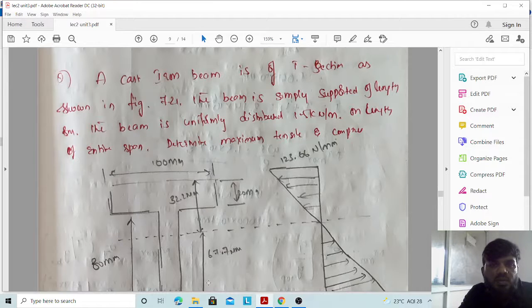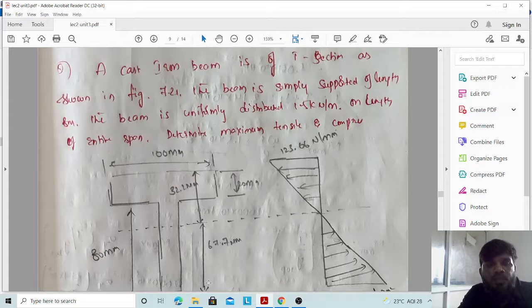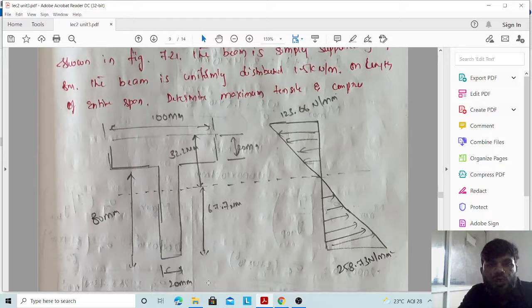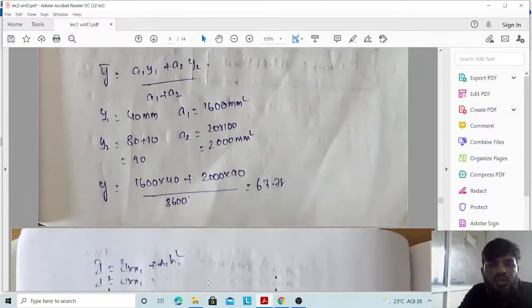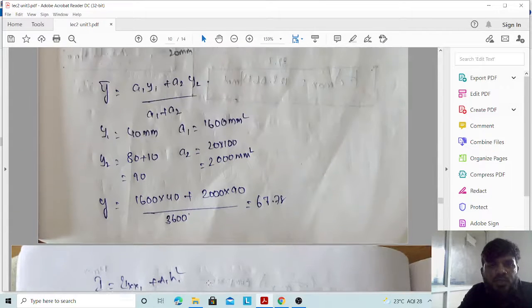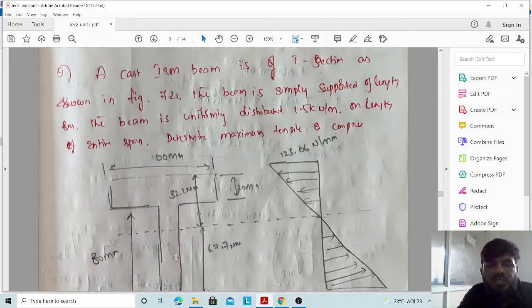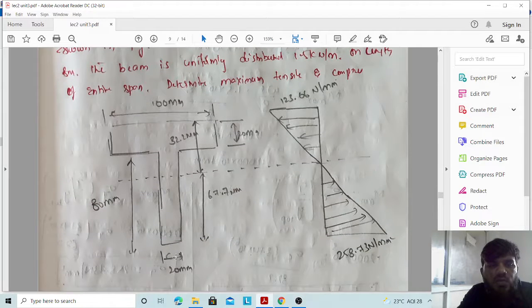So the cast iron beam is of T section as shown in the figure. The beam is simply supported, here also they have clearly given simply supported, for a length of 8. The beam carries a uniformly distributed load. So the maximum bending moment will be M max is equal to WL square by 8. You have to remember this formula. Once you use that formula, you are able to get the moment. Since these are two different sections, you have to identify the CG as well as the moment of inertia for the whole section.